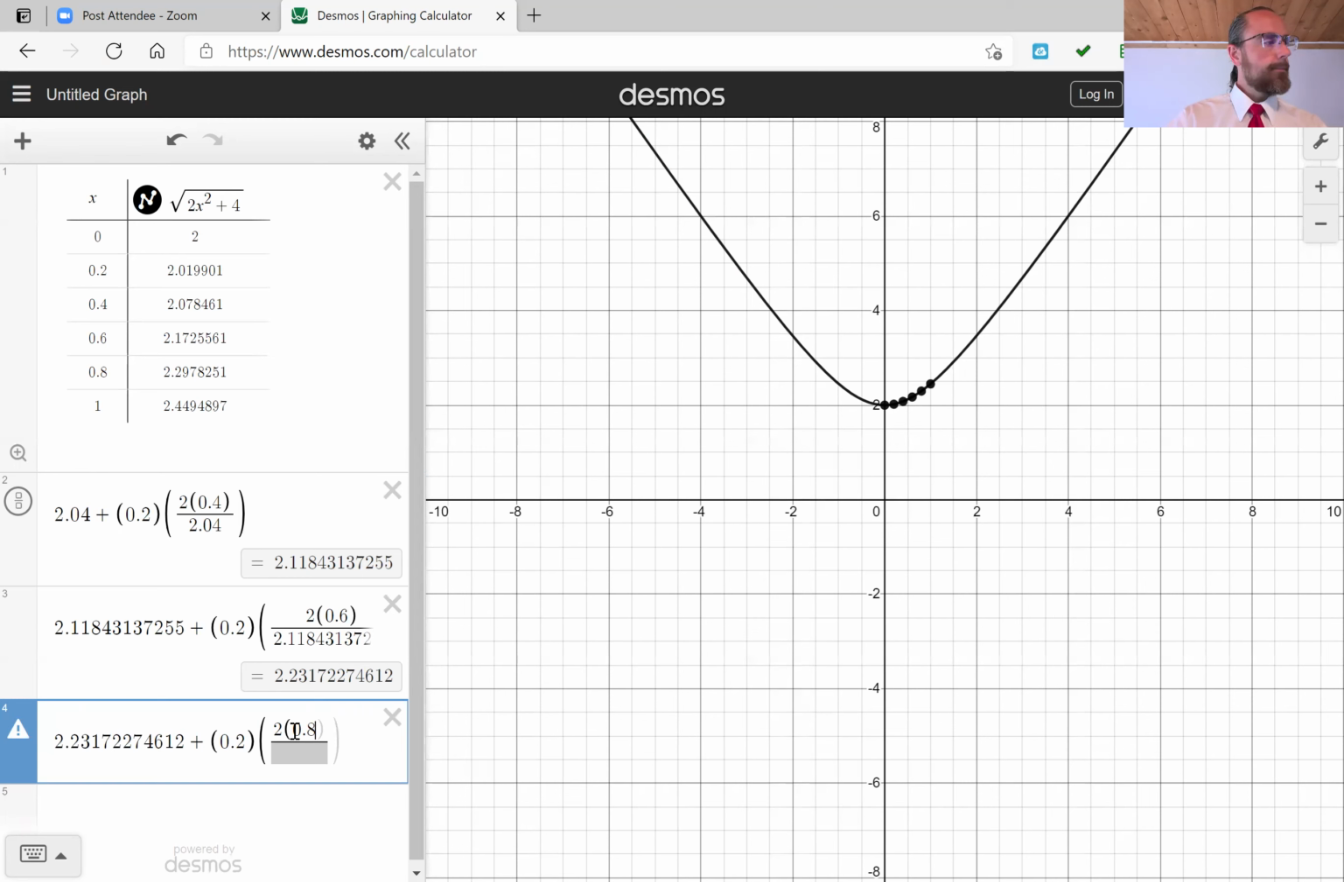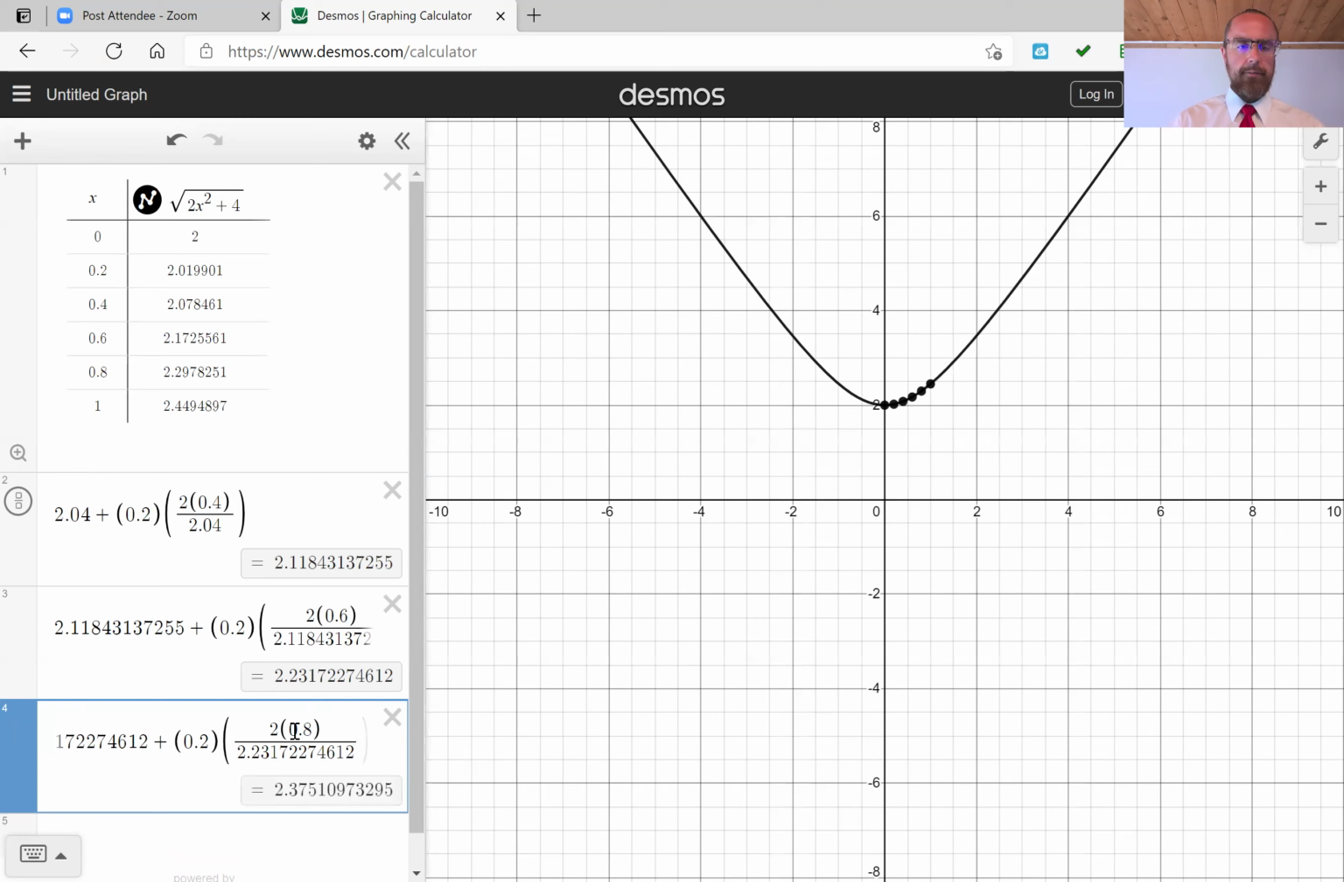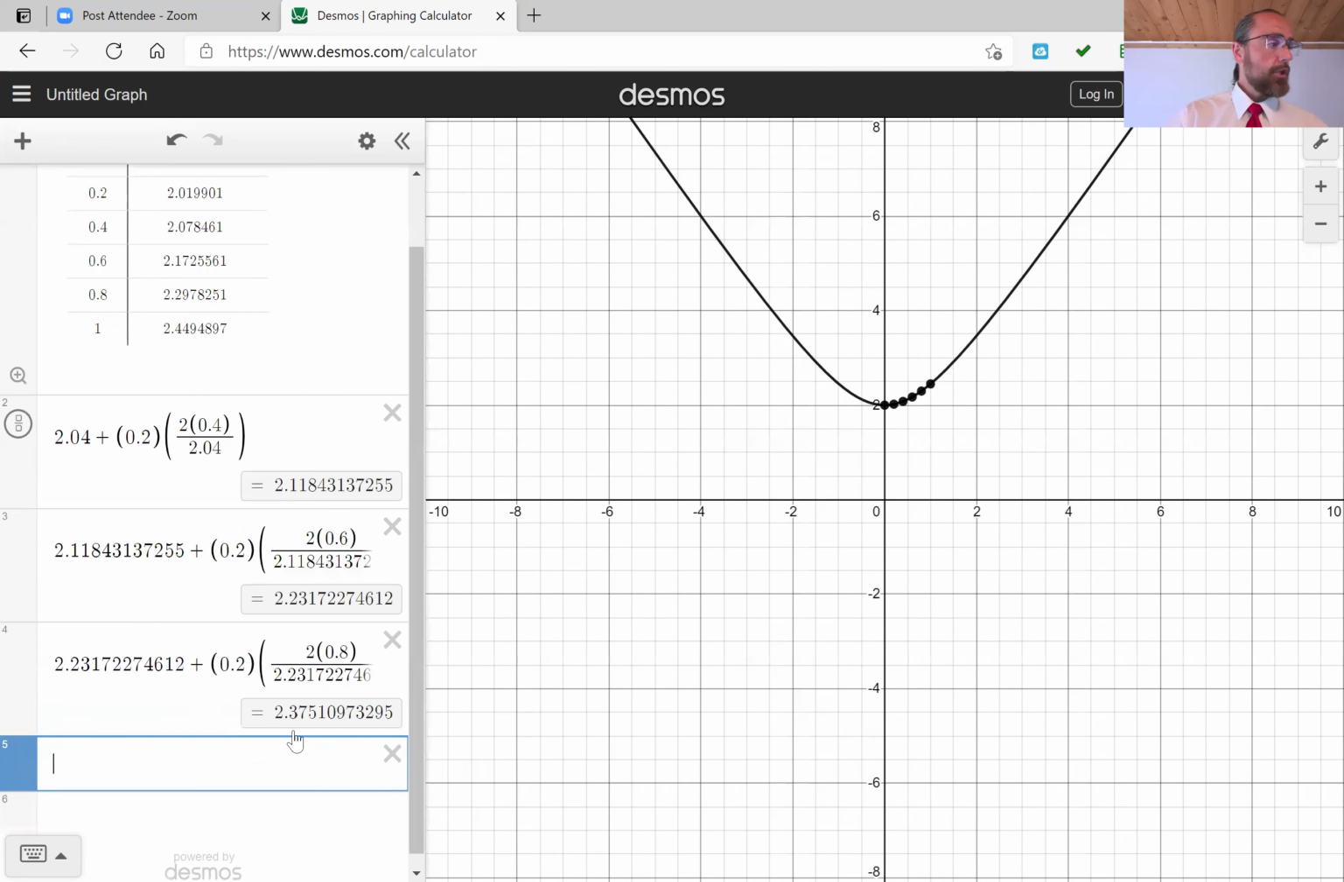and we'll put that all over the value 2.2317... And that, in fact, is our last calculation. I think I said we had 2. That's the last one. So 2.3751. Now, once I've calculated those, I want to take them back and fill in my table.